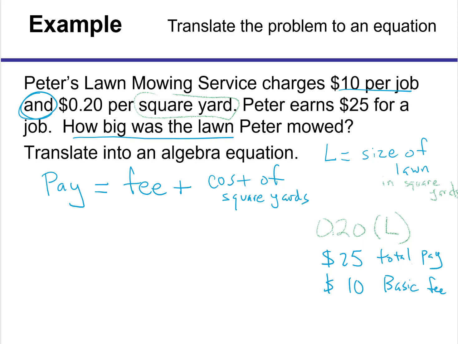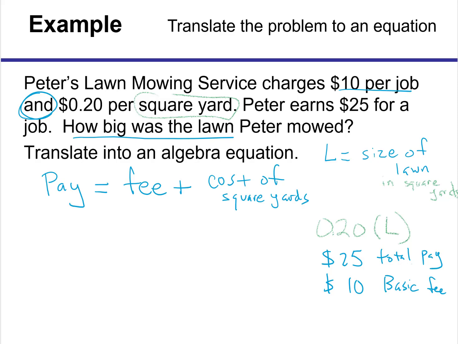Now, this takes a little bit of practice, but it's kind of common sense once you understand how Peter works. He goes and he makes them pay two things. There's a basic fee, and then he charges them for the size of the lawn. The bigger the lawn, the more square yards there are. They have to pay 20 cents for each one. That grows the amount of pay on a big lawn. If the lawn is small, then the square yards is small. But this idea of building a little model like this is our baby step to an equation.